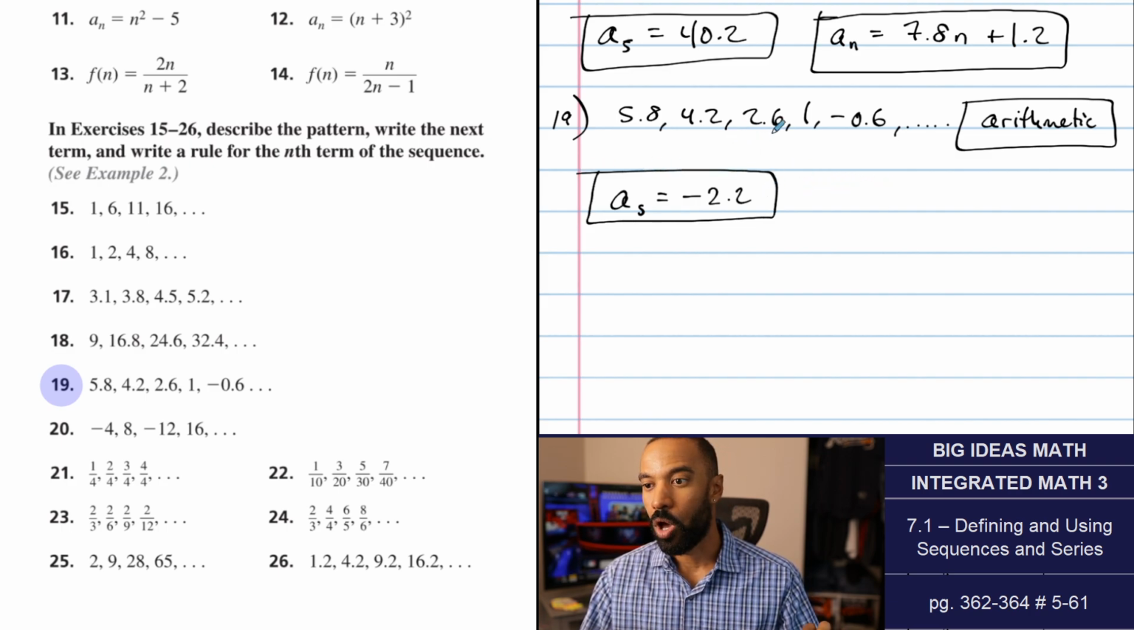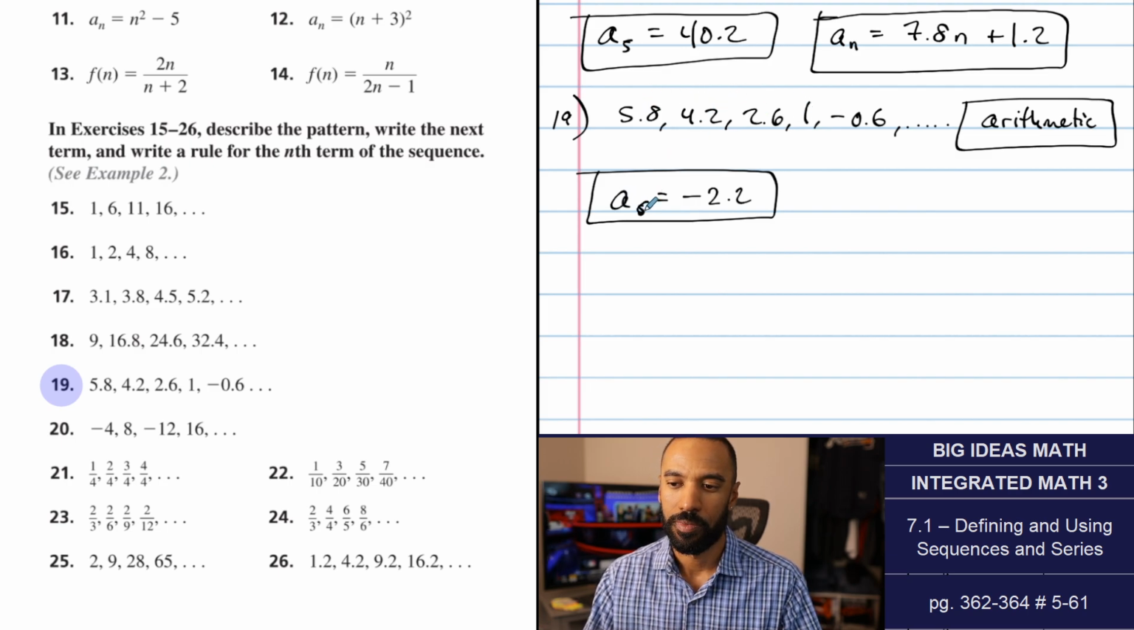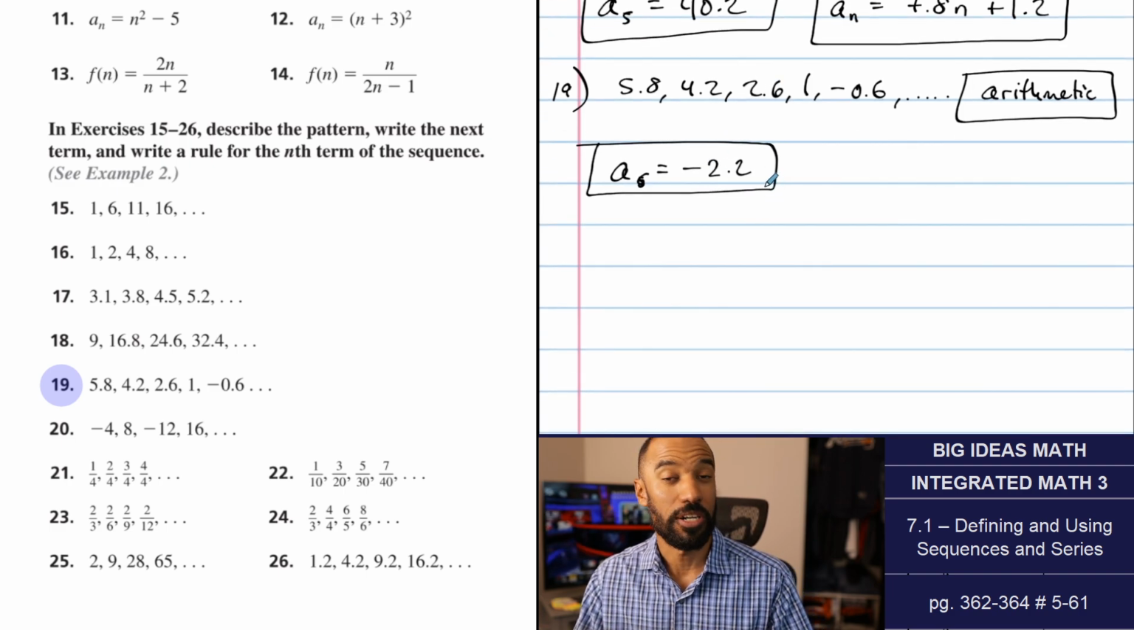And, oh, that's not the 5th term, though. They said the next term, and that's 1, 2, 3, 4, 5. This is the 6th term. Did I make that mistake for this one? 1, 2, 3. Nope. So this is the 6th term, but it is the next term.